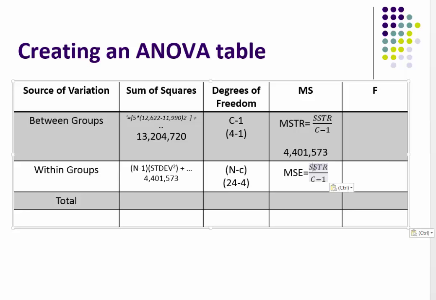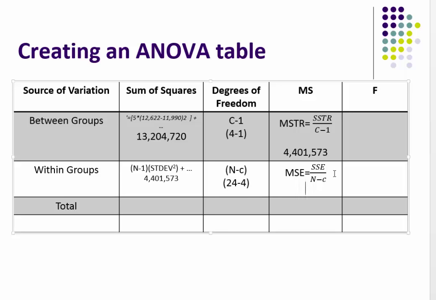But we don't have the SSR in the numerator. Now we've got the SSE, and we're going to divide it not by C over C minus 1, but by N minus C. And that will be computed to come out as 7,209.